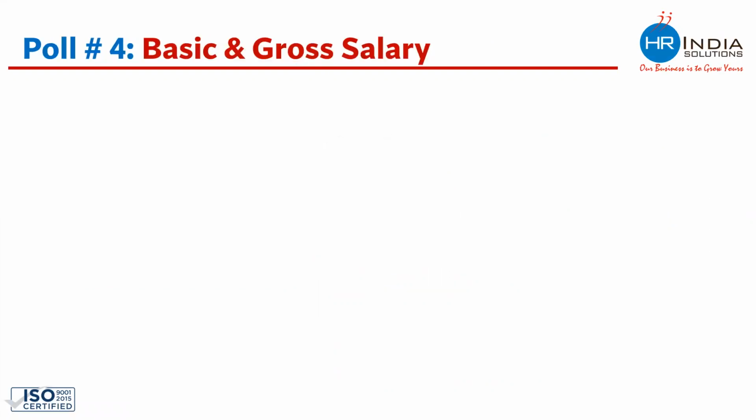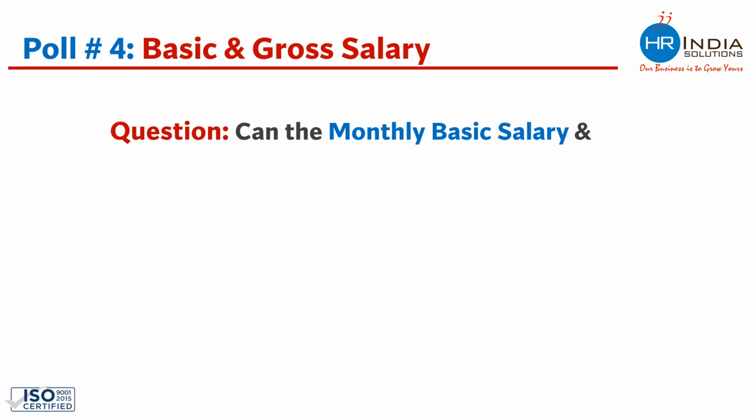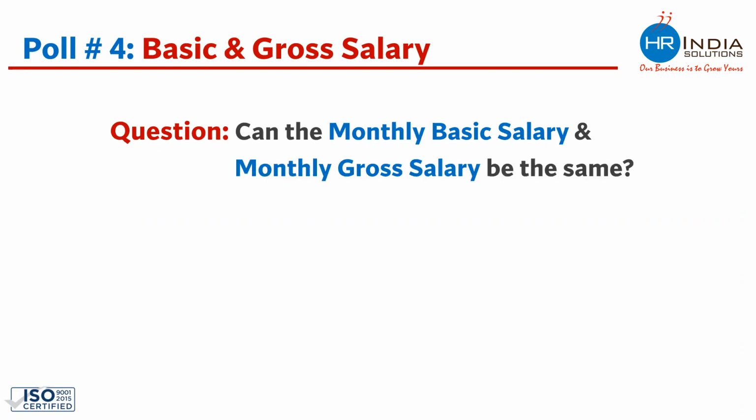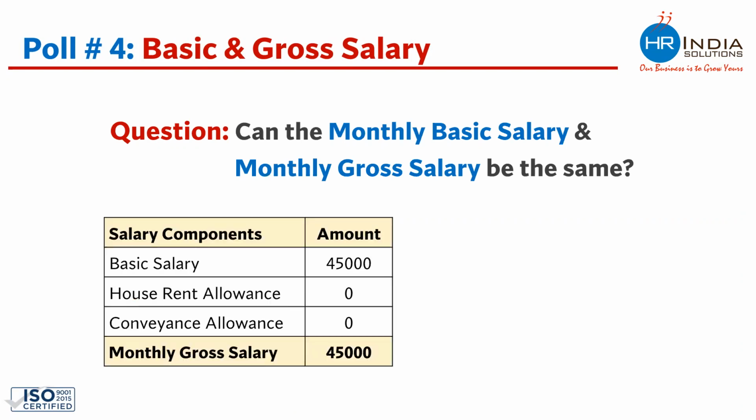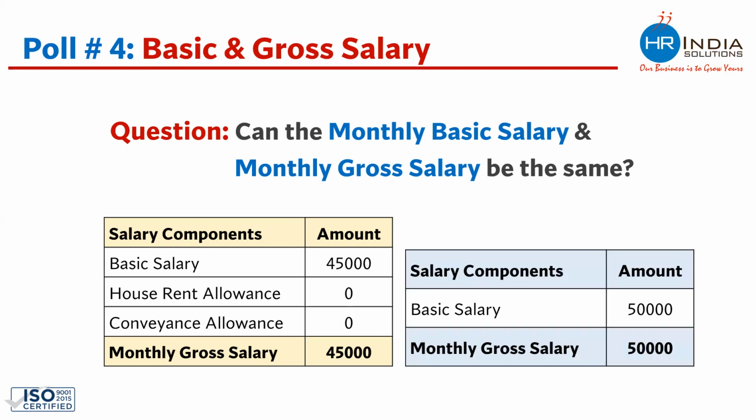Now there is a question again, a poll in fact. Kindly let us know, can the monthly basic salary and monthly gross salary be the same? Let me share two examples. There is a company that gives an offer letter like this. They are mentioning basic salary as 45,000, HRA is 0, conveyance is 0, and the monthly gross salary is also the same as basic salary. There is another company giving an offer letter like this.